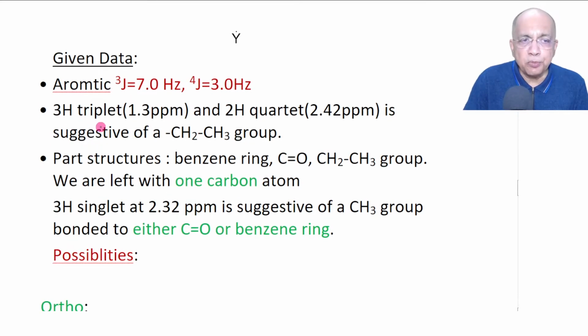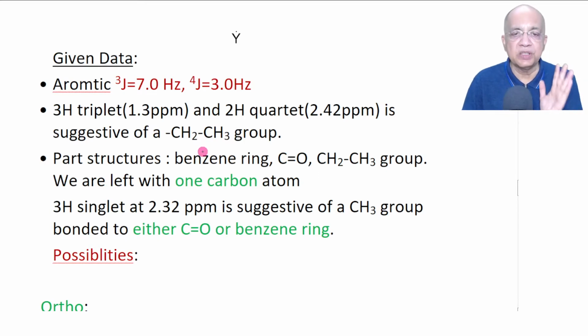Now the 3 proton triplet and 2 proton quartet suggest an ethyl group, undoubtedly an ethyl group. This is the 3 proton triplet and this is the 2 proton quartet. So that indicates an ethyl group. So the 3 proton signal at 1.3 ppm is for this and 2.42 ppm is for this. So the ethyl group is a must.